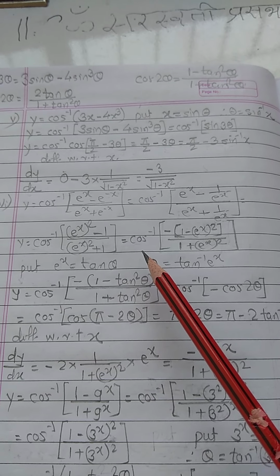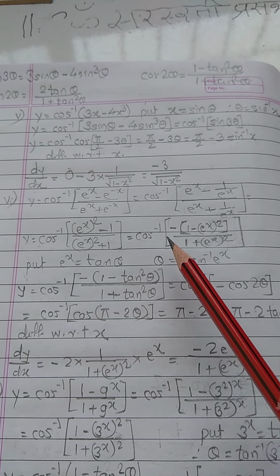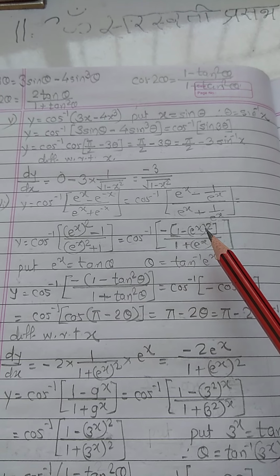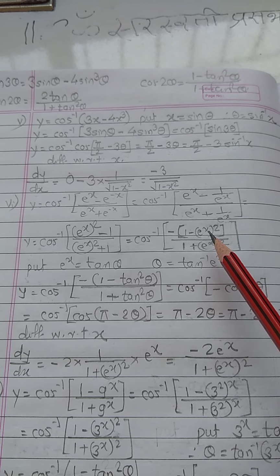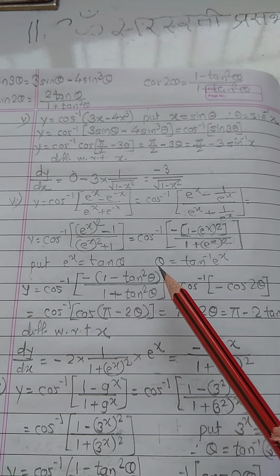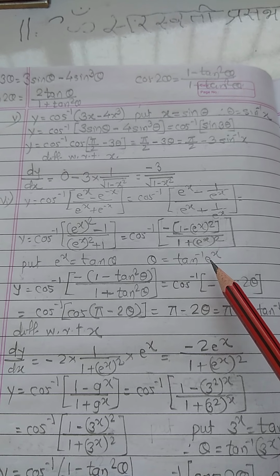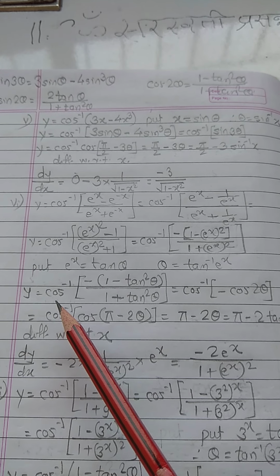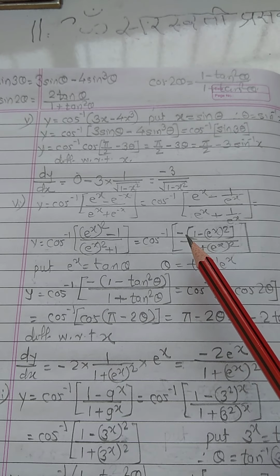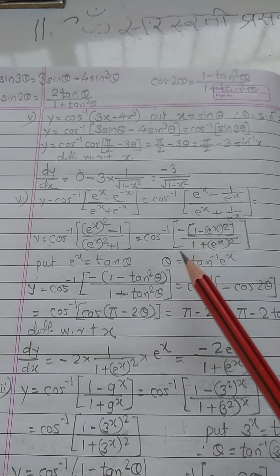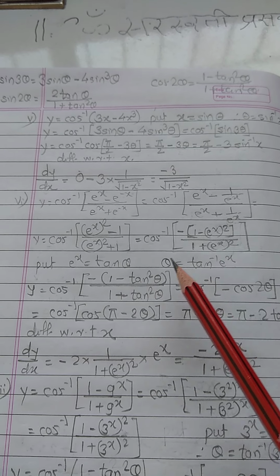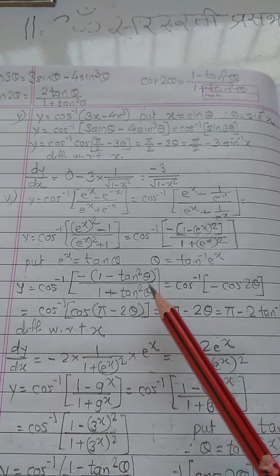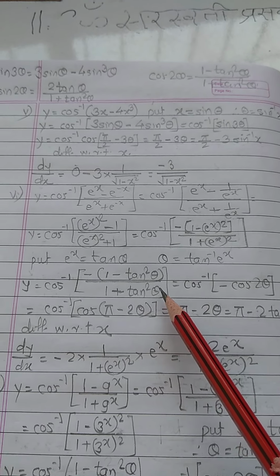That is equal to cos inverse of, taking out minus sign common, we will have 1 minus e raised to x square. In place of e raised to x, we will write tan theta here. Then theta will become tan inverse of e raised to x. Y equal to cos inverse of minus of 1 minus e raised to x square, that means tan square, plus 1 upon 1 plus e raised to x is tan, so e raised to x square will be tan square.